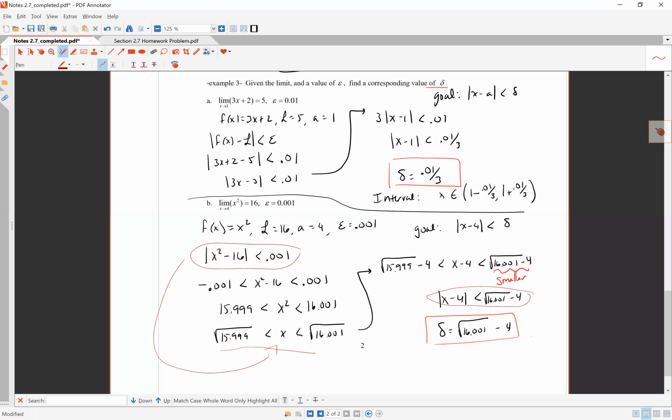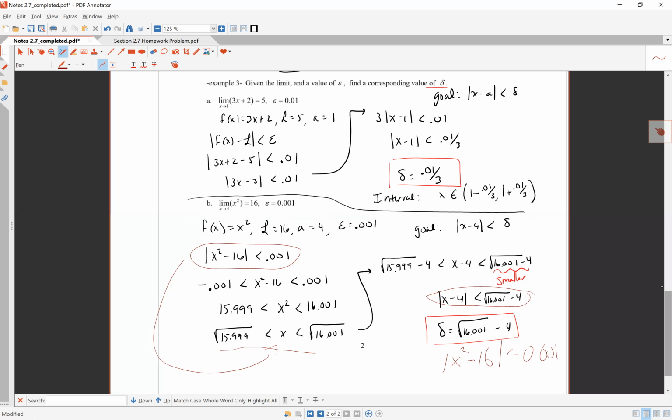It's hard. When the function's not linear, it's hard. So when the absolute value of x minus 4 is less than the square root of 16.001 minus 4, we can claim that the absolute value of x squared minus 16 is less than 0.001. The idea is that you can keep choosing this. You can make the epsilon even smaller, and then the delta is going to have to be smaller. But we can get, from the left or the right, as close to 16 as we want.